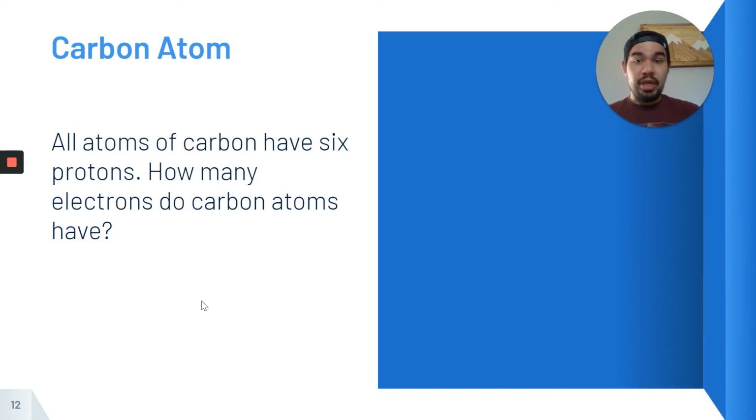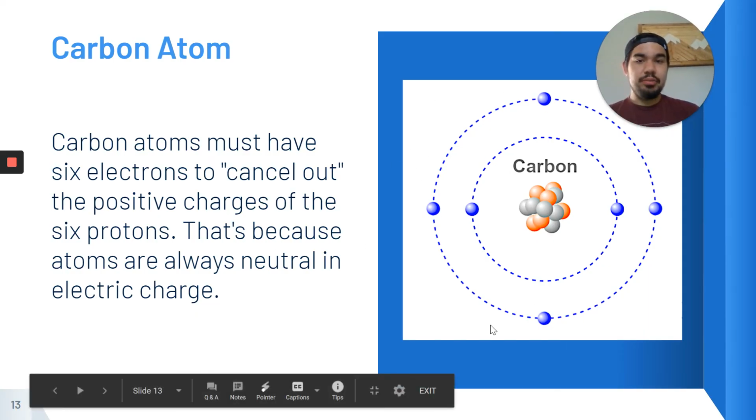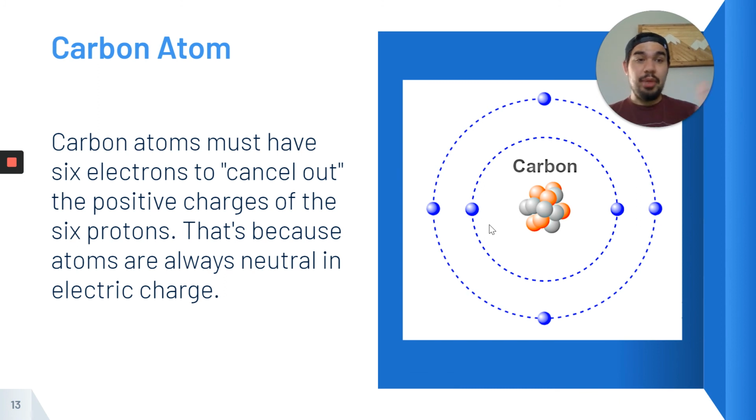Right. Carbon atoms, like I mentioned, they have 6 protons. So knowing that they have 6 protons, 6 positive charges, you can imagine how many electrons and negative charges they'll have. So 6 protons means 6 electrons. Right? So just remember that the positive and negative charges should cancel out, meaning that they should equal each other.